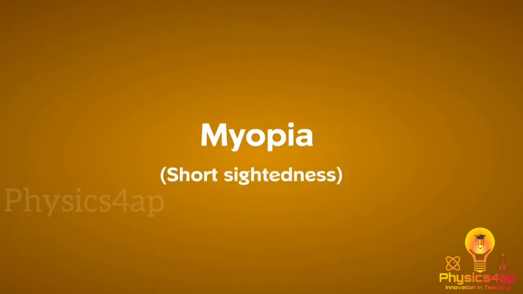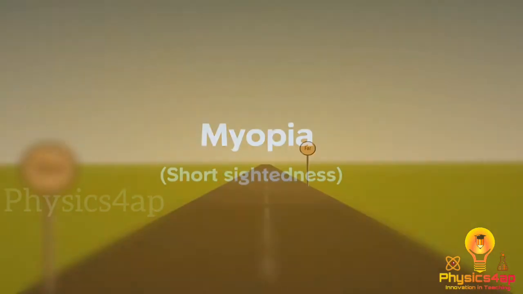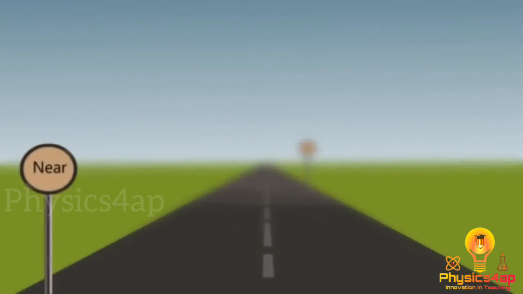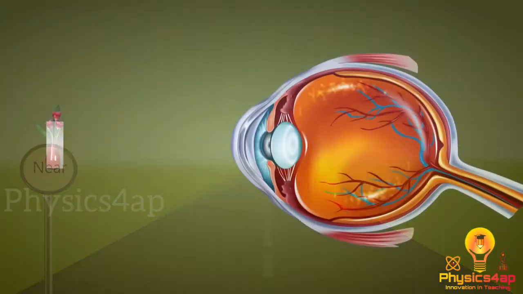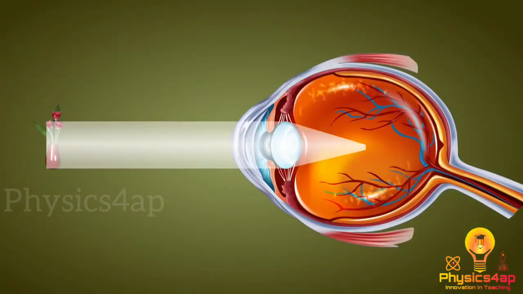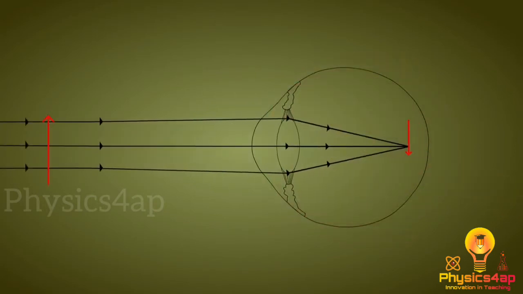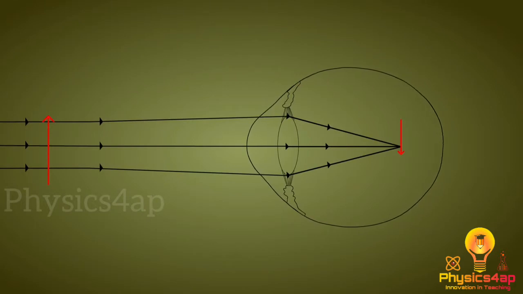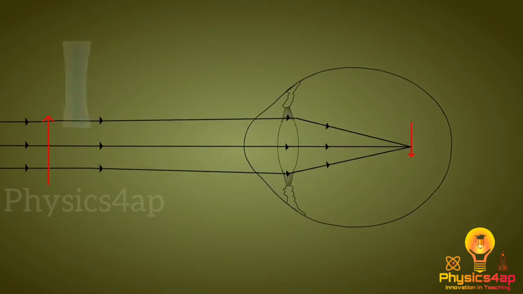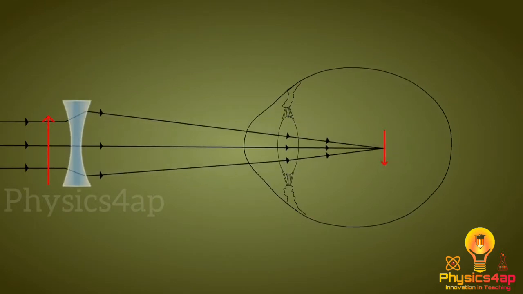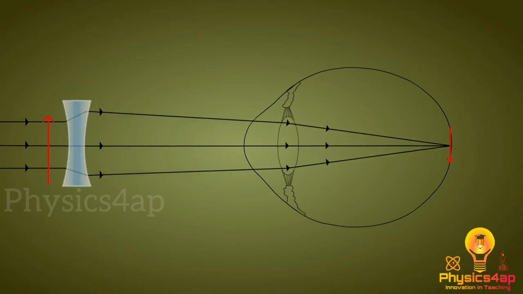Myopia, which is also called short-sightedness: the person can see near objects but cannot see far objects. The focus of the object falls in front of the retina, at that time the eye lens becomes elongated or stretched. Now to correct it, we use a biconcave lens.